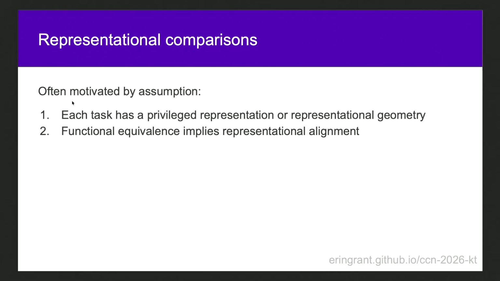Okay, so next I want to talk about two of the assumptions that often underlie, to some degree, representational comparisons. One of them is that each task has a privileged representation or representational geometry, and the second one is that functional equivalence implies representational alignment. That means if two networks start to do more and more of the same thing, what should happen automatically is that the representations should become more similar as well.